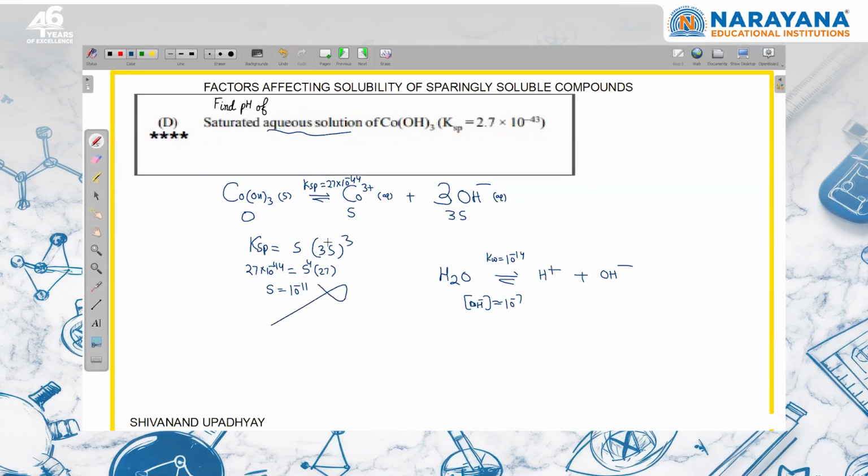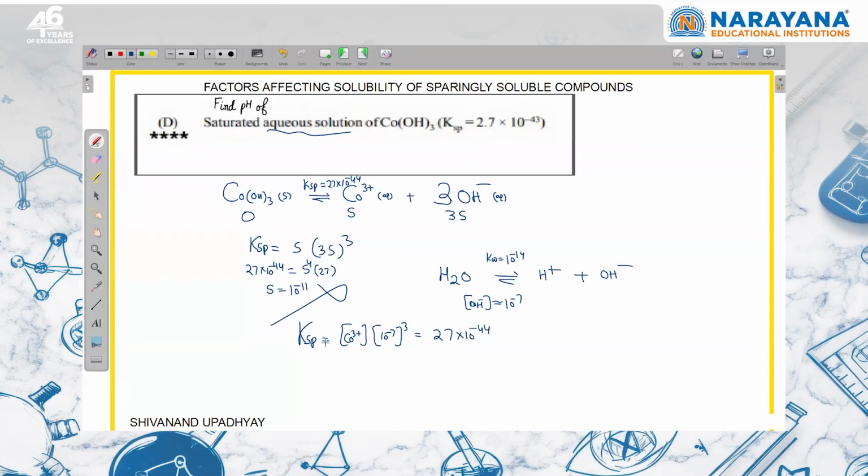This is not the solubility, because of the common ion OH minus produced by water. So now we can say that the value of KSP is not going to change. That is equal to the concentration of cobalt 3 plus ion times the concentration of OH minus ion, that is 10 to the power minus 7 whole cube, which is equal to 27 into 10 to the power minus 44.